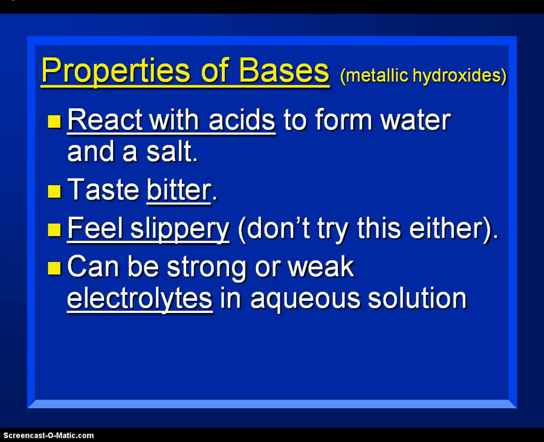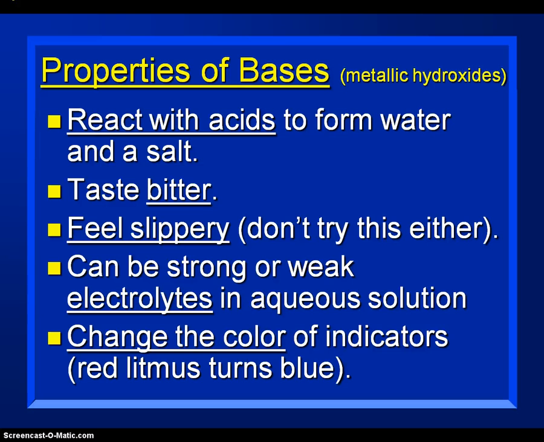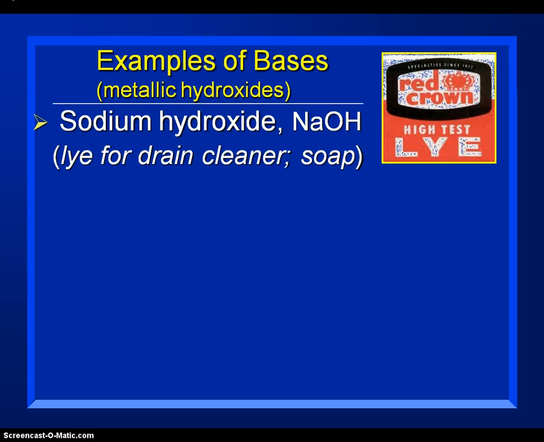They can also be electrolytes, or conduct electricity, so they're used in batteries as well. And they change the color of indicators. Red litmus paper turns blue, and we'll talk about other indicators that we use for looking at acids and bases.